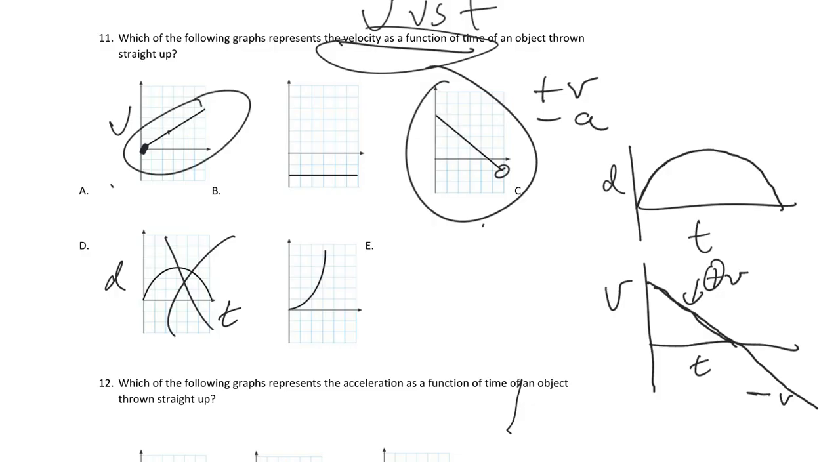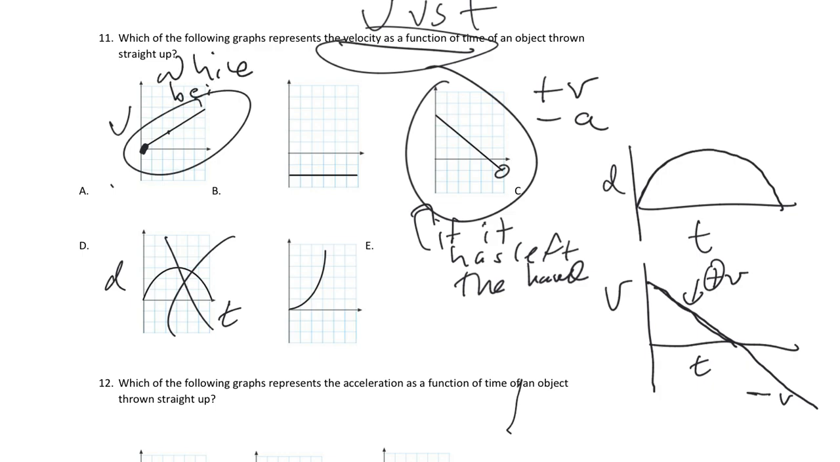I'm assuming this is a pretty poor question. If this was in his hand, that would be good. But once it leaves his hand, this would be the one. But if this is while being thrown only, letter A is the better one.